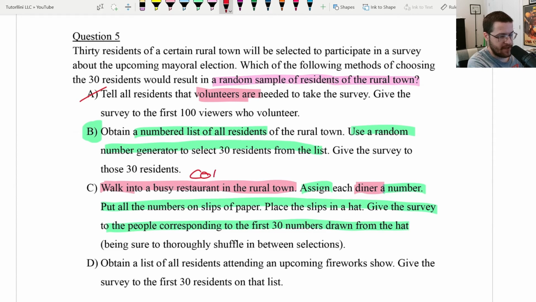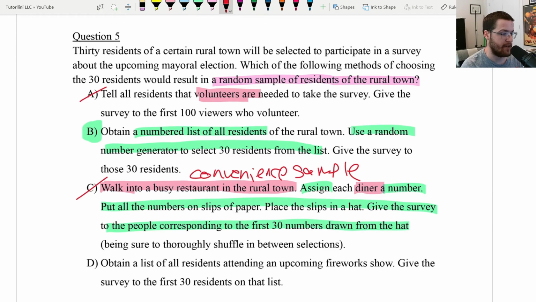That's called a convenience sample. We talked about that in the video. That is really bad. You never want to do that. It sounds silly, guys, but maybe people who go out more, or at the restaurant at that particular time, or at this particular restaurant, maybe they have some kind of political leaning or something like that, and it's going to skew the results. So this is wrong because we're picking people from the restaurant.